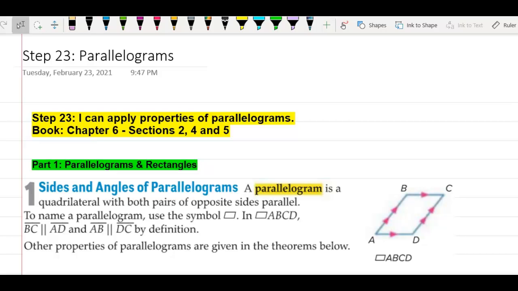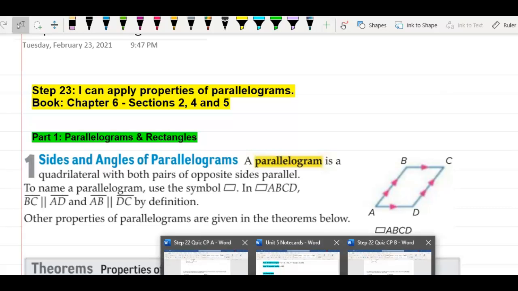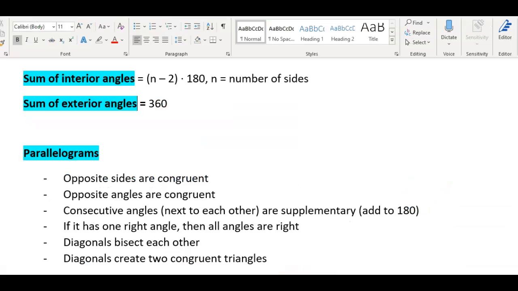So in this step in the book we're sticking with chapter 6 just like in step 22. The sections are 2, 4, and 5. I also shared with you guys a sheet called Unit 5 Vocabulary. So I'm going to pull that up, and I've already typed out what I want you to put in your first few boxes. In the first one, we've already covered sum of interior angles, which is n minus 2 times 180, where n is the number of sides.